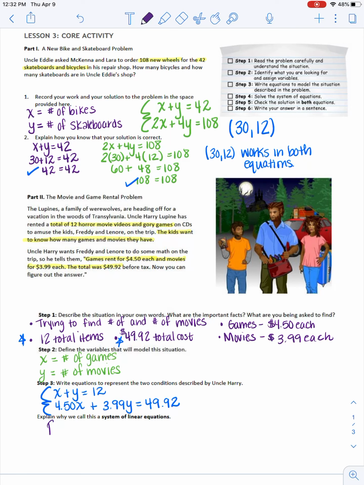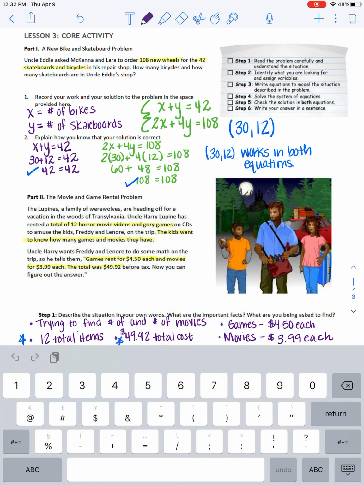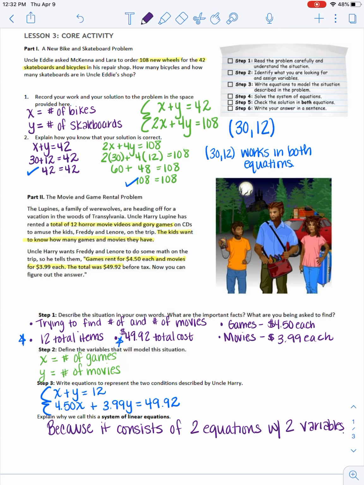Okay, it is a system because it consists of 2 equations with 2 variables. And that is just straight from your definition of a system that we came up with the other day. So that's nothing new. That's just asking you to repeat the definition in your own words.